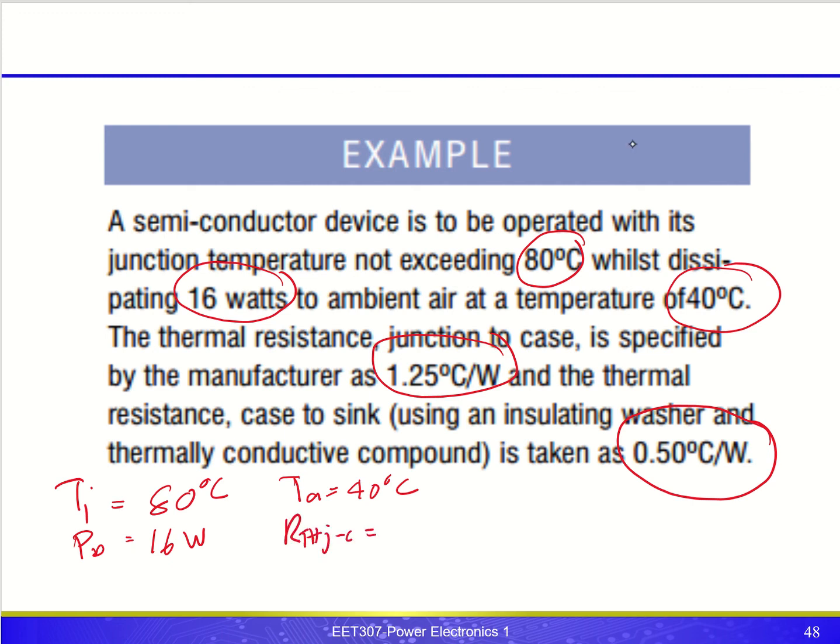junction to case, JC, 1.25 degrees Celsius per watt, and then the thermal resistance case to sink, RTH case to sink, is equal to 0.50 Celsius per watt. So according to this, we need to find the value of the thermal resistance from sink to the ambient.